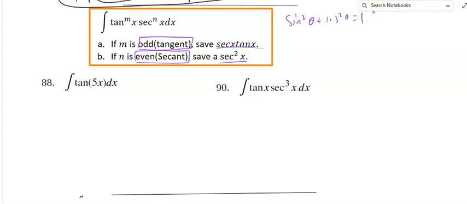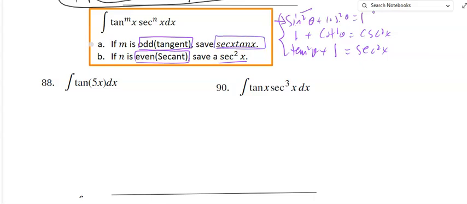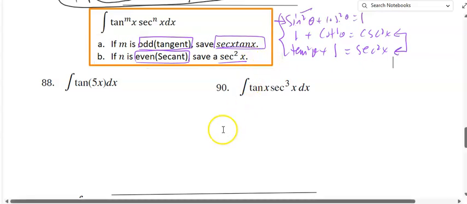If I divide by sine squared, sine squared over sine squared is 1, cosine over sine is cotangent, and 1 over sine is cosecant. If I go back to this and divide everything by cosine squared, sine squared over cosine squared is tan squared, cosine squared over cosine squared is 1, and 1 over cosine squared is secant squared. Anytime I save a factor, whatever's left over, I use the Pythagorean identities.